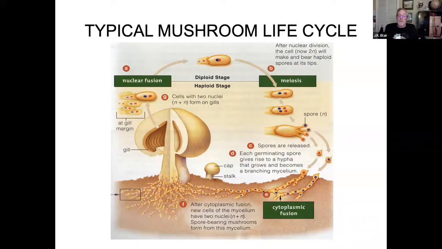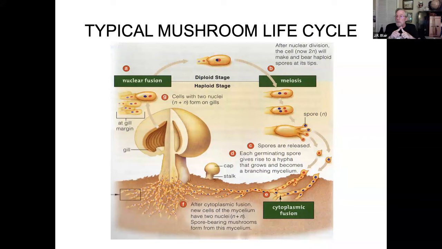This stage, we call cytoplasmic fusion. So it's essentially the fusion of the two cells. But note that as we look at the now secondary mycelium, cytoplasmic fusion has happened. Note that each of these cells has both a red nucleus and a blue nucleus, but the nuclei have not fused together.